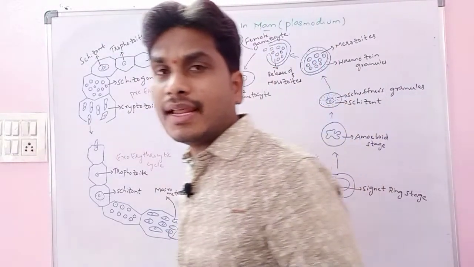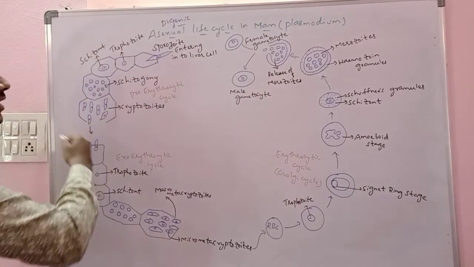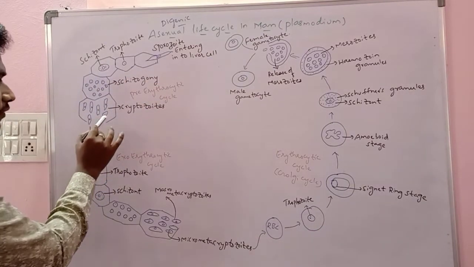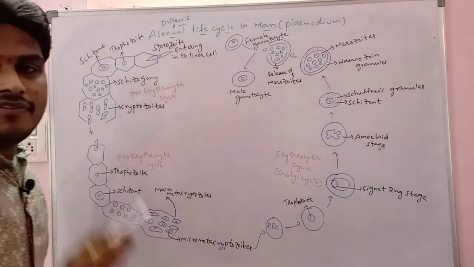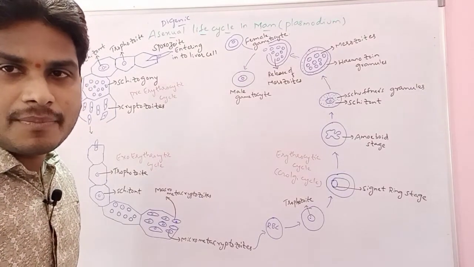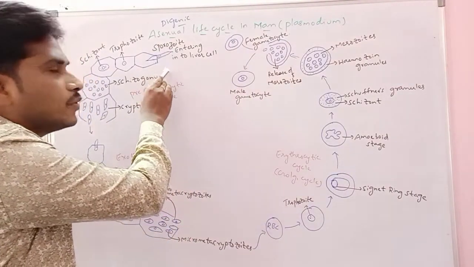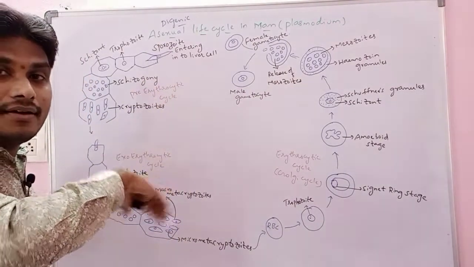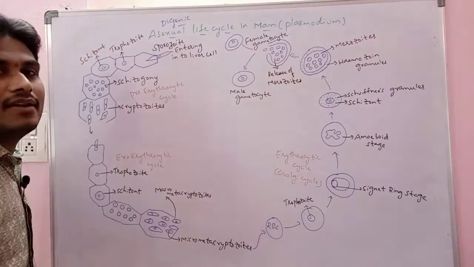And remember the point here: for the completion of this complete pre-erythrocytic cycle, we require 8 days, right? For the formation of the cryptozoites here particularly. And the pre-patent period we are saying. Pre-patent period, it means what actually? The time gap between the first entry of the sporozoite and the second appearance of the sporozoite as cryptozoites. That is the pre-patent period, right?